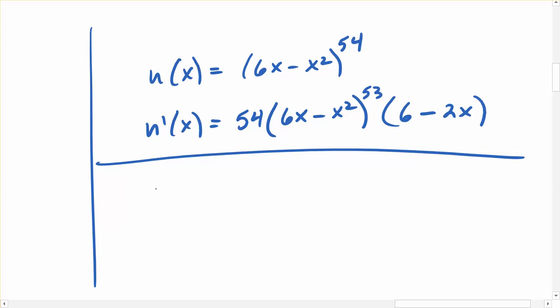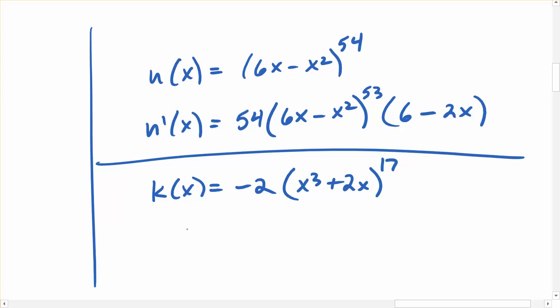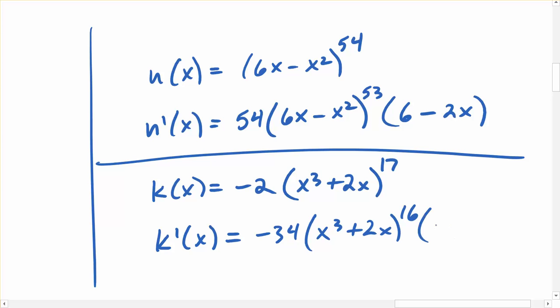Let's say I gave you k of x is equal to negative 2 times x cubed plus 2x to the 17th. Chris, can you tell me what the derivative is going to be? Yes, and x cubed plus 2x to the 16, yes, times 3x squared plus 2. Done. There it is. There's the chain rule right there.